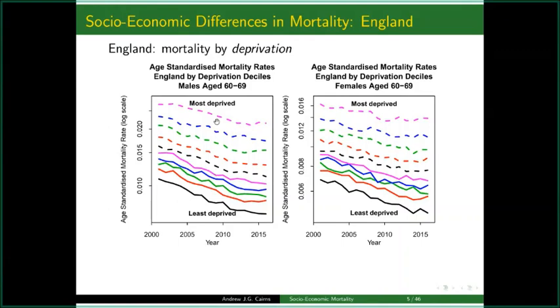So there are these big differences between the 10 groups by index of multiple deprivation. We can also see, of course, that there are improving trends in each of these 10 groups over time, but the gap between the most deprived and the least deprived is gradually getting wider as the years have gone by, the last 15 or 16 years. And a very similar picture for females, big differences between the most deprived and the least deprived, and a widening gap.